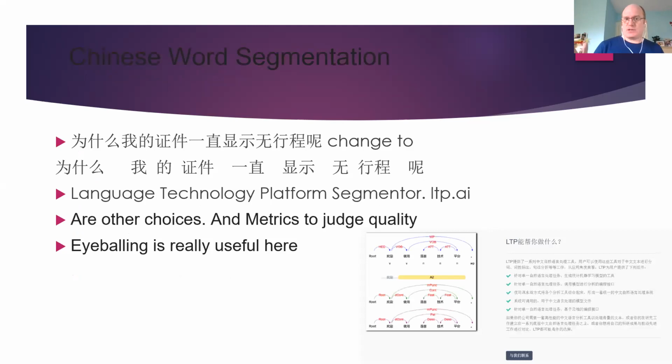So a piece of text in Chinese won't have spaces in it. It'll look something like the first line here. And you need a program that will find where it thinks the spaces should go in and put them in. We tried loads of different systems. The best one we found was this LTP. It's at ltp.ai. There are other ones.